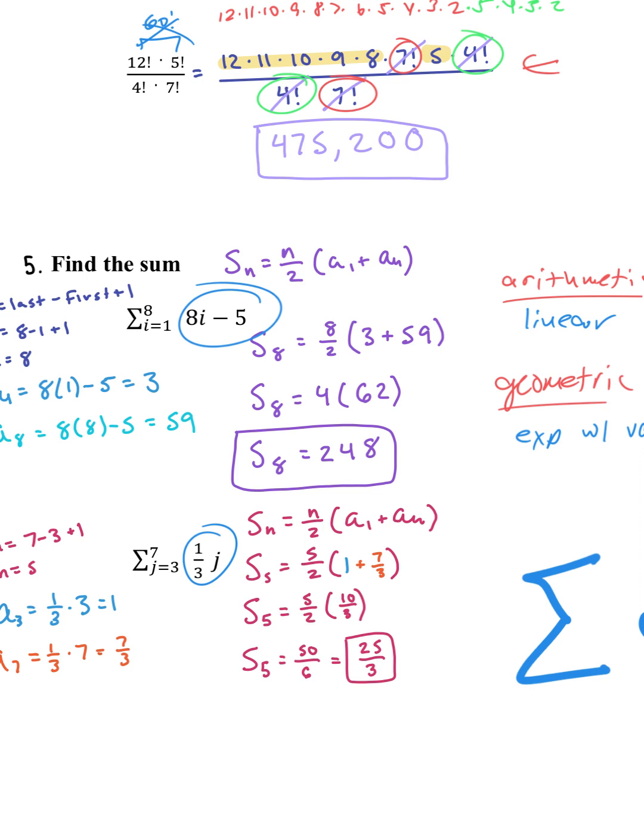What is that one? Geometric. Okay, what about if I do this? Now you know it's geometric. Is it finite or is it infinite? How do you know it's infinite? Because it's infinity on top.